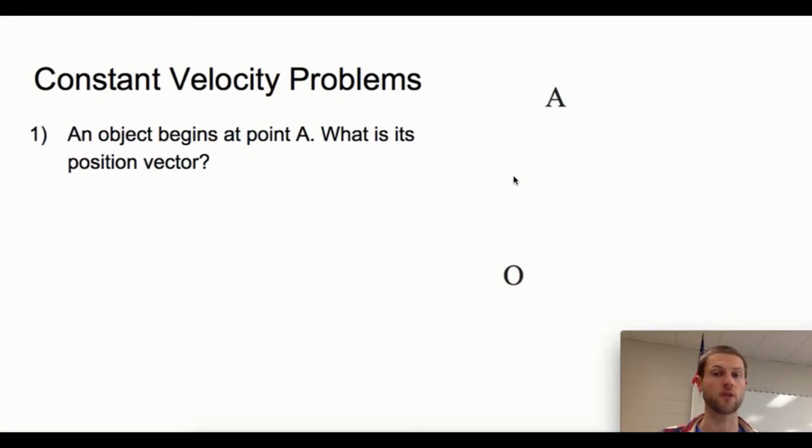Remember, a position vector is from the origin O to A. So the position is at A, but the position vector is from O to A. So go ahead and draw that in. It should look something like this. And let's just call it vector A for the sake of argument.